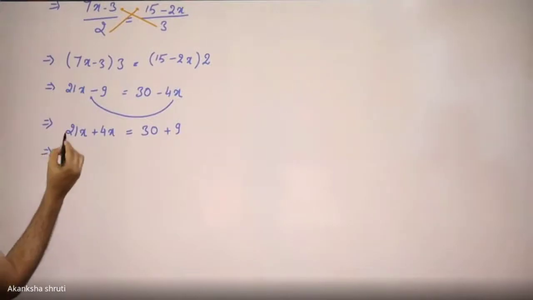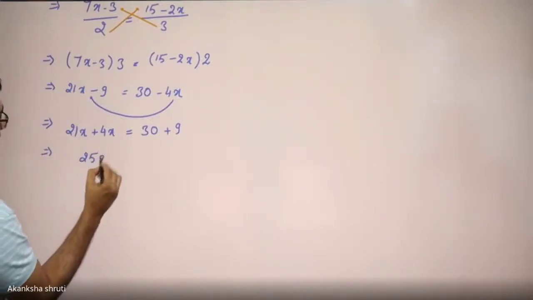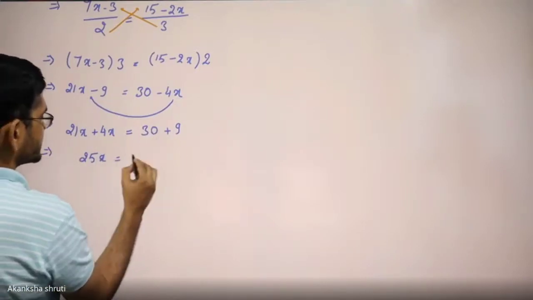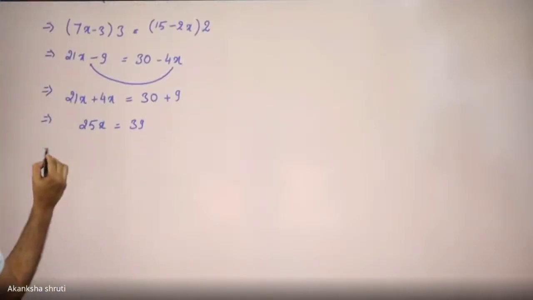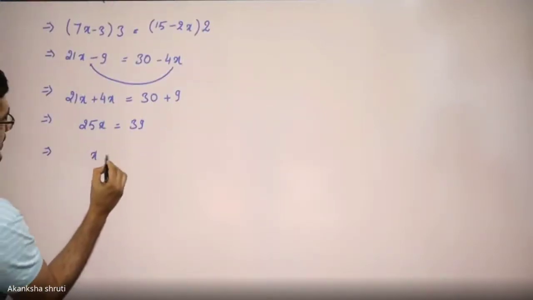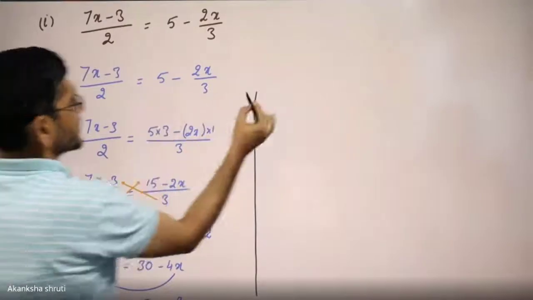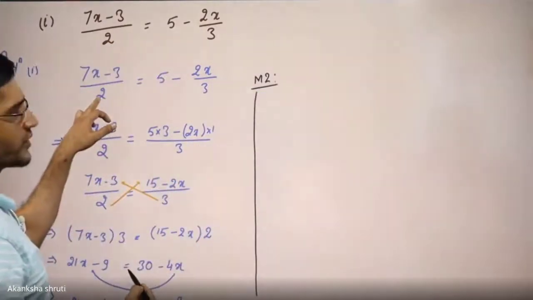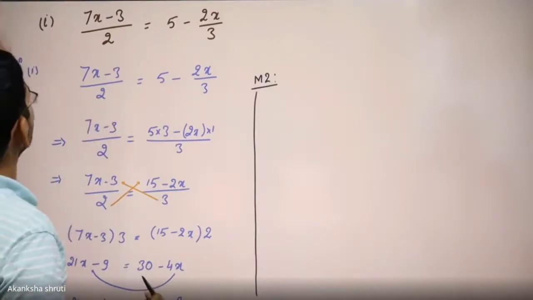Now this is our 21 plus 4 is our 25x is equals to 39. So the value of x obtained here is 39 by 25. Even we can apply the separation of denominator for left hand side, that we can also apply. That I am going to explain.